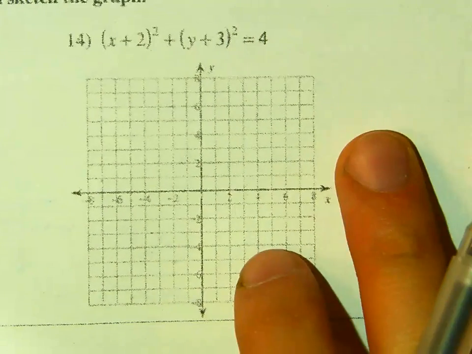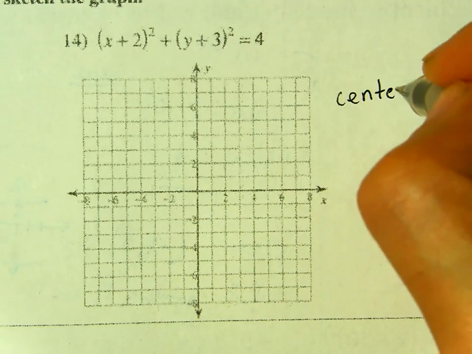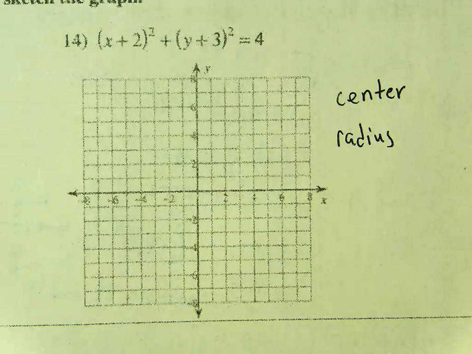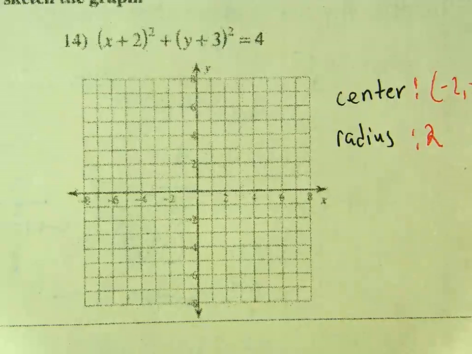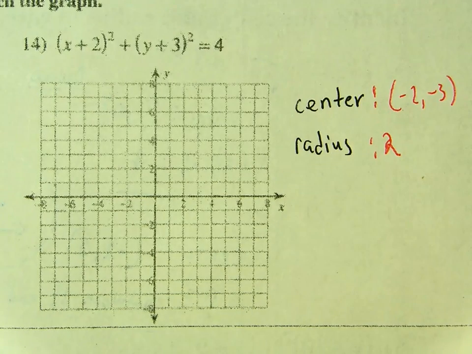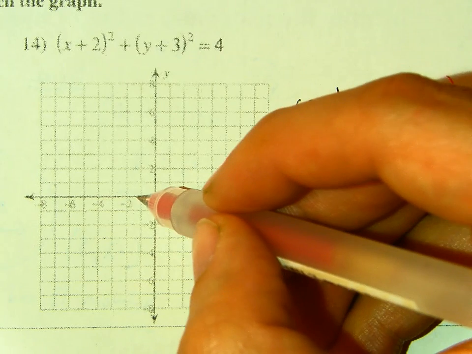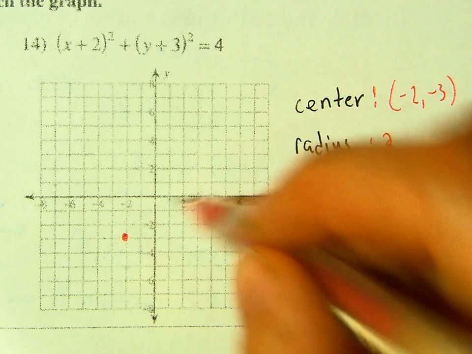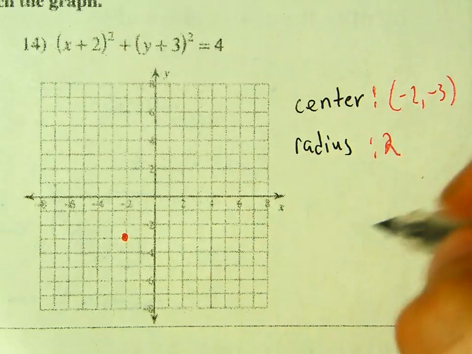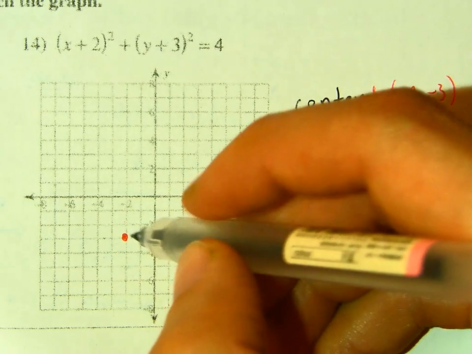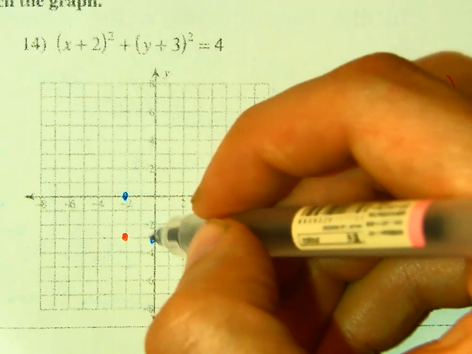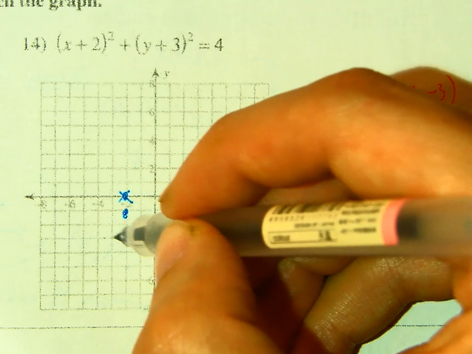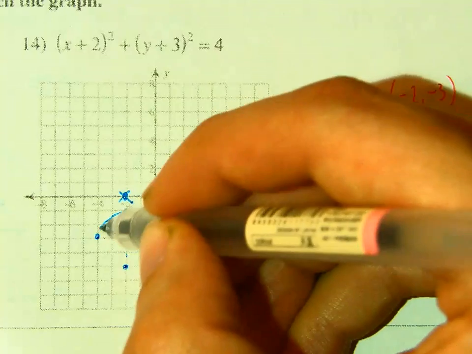Try the next one by yourself. Okay? What's the center? Radius. Okay? Here your center is -2, -3, and your radius is 2. So where is -2, -3? -2, -3 is over here. So 1, 2, 1, 2, 3. Okay? Now you just go 2 to the right, up, left, and down. So 1, 2, 1, 2. Oh, wait, I messed up. Sorry. This 2 should be here, not that one. 2 and 2. And then this is your circle.